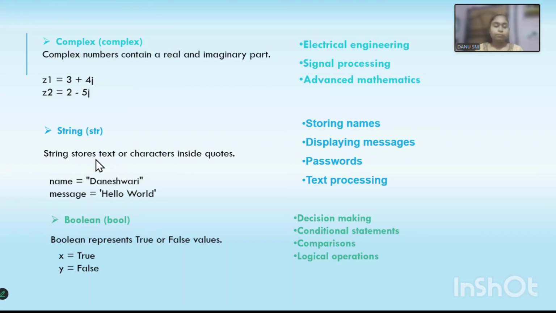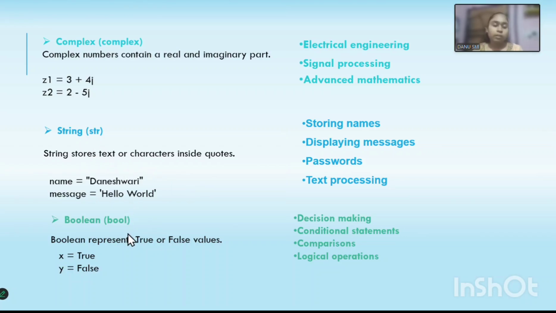Next is the string data type. String stores text or characters inside quotes. Example, name equals Danishwari. This is a string value, meaning it is a collection of characters. It is stored in the string data type. This is used for storing names, displaying messages, passwords, and text processing. For storing text values, we use the string data type.